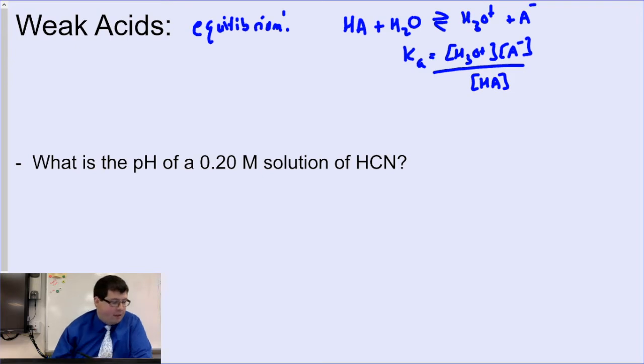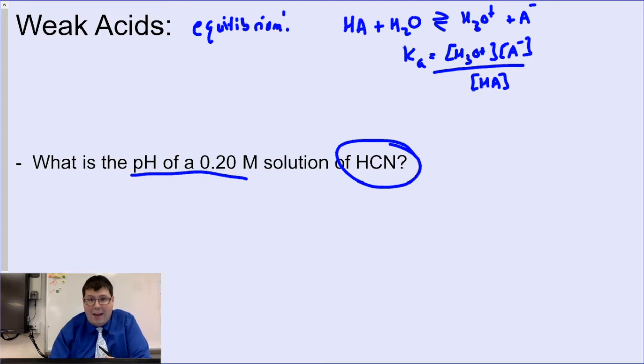And so here we have a problem. We have what is the pH of a 0.2 molar solution of HCN. Now, oftentimes you'll see we won't give you the Ka. If you're not given the Ka, just know it's going to be in your textbook back in that Appendix C. You can look up tables of common acids and bases. So the Ka, if you look it up back in the back of your textbook, the Ka for HCN is 6.2 times 10 to the minus 10th.